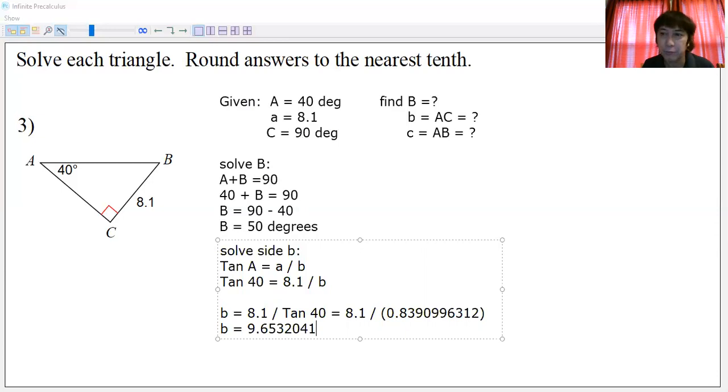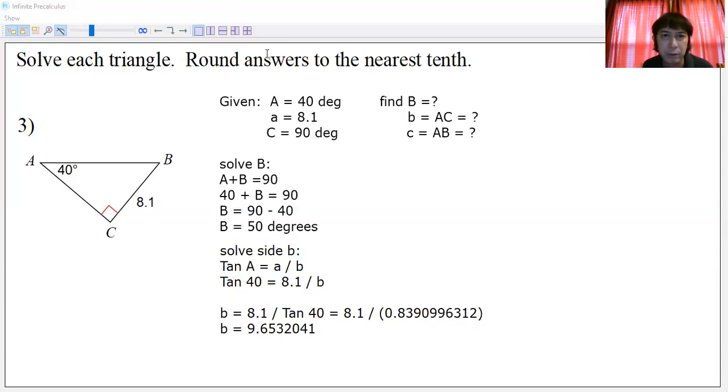We still have to compute for side C, the hypotenuse. So we're solving for C, a small c, that means it's a side. Take note, when solving parts, do not use the computed value. Use the same given, 8.1 and the 40.